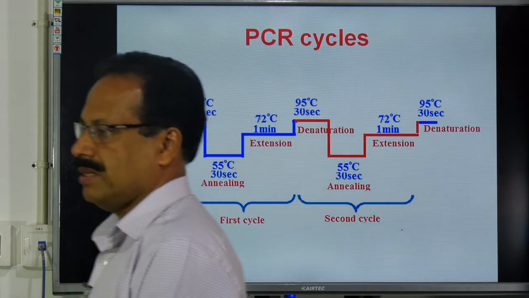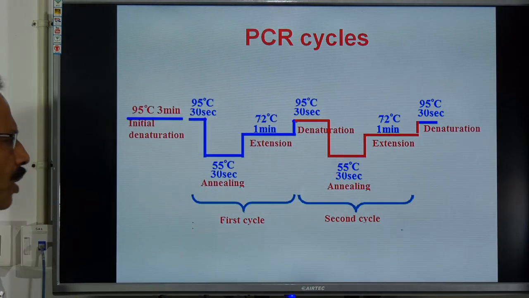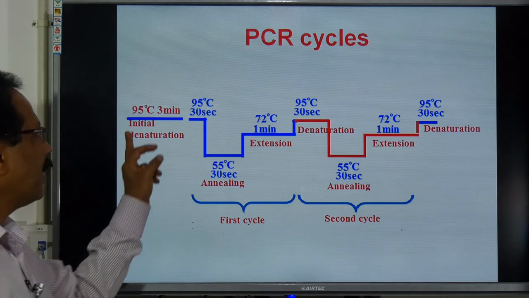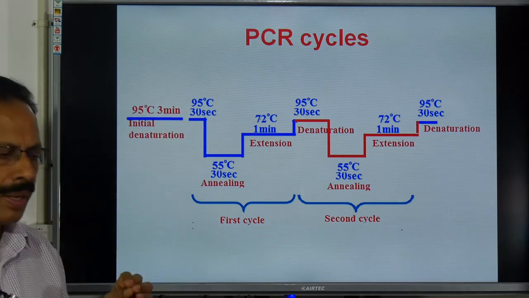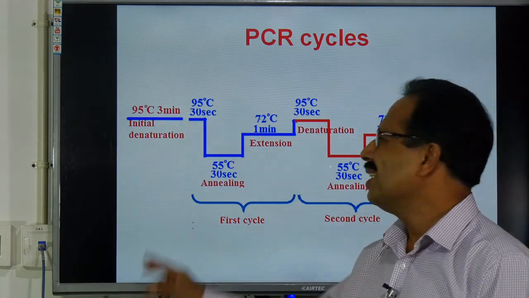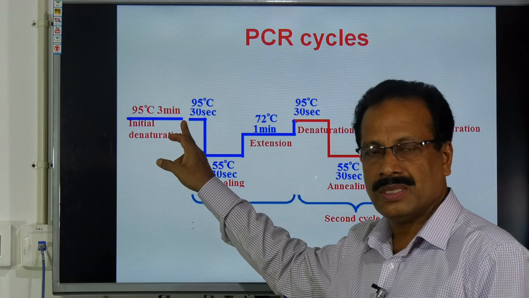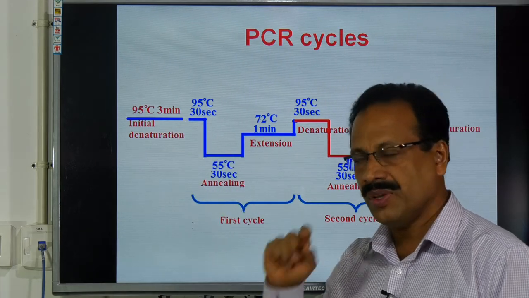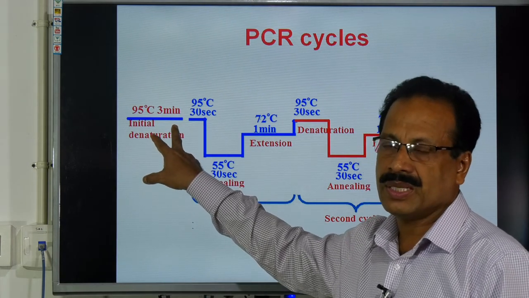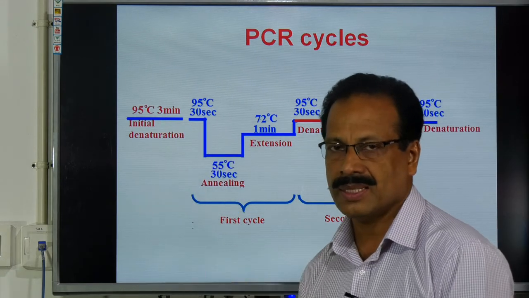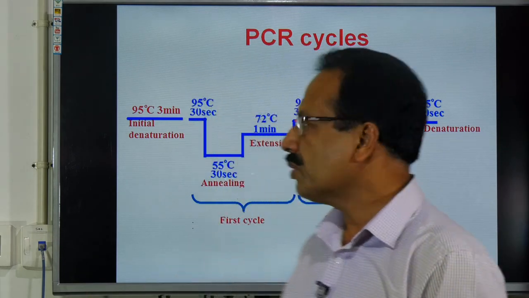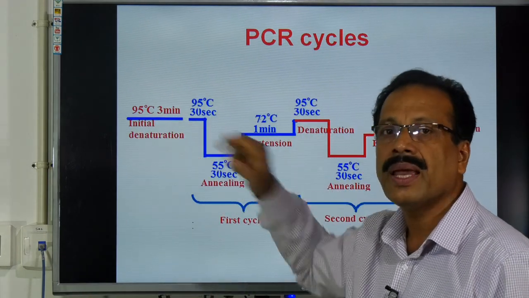So this is an example of a typical PCR cycle. First, there is an initial denaturation process. Here we give a slightly longer period of denaturation, or strand separation, at 95 or 94 degrees Celsius, for around 3 minutes. This is for a normal Taq polymerase. But if we are using a hot start enzyme, this initial denaturation period will be different. It might be 5 minutes or 15 minutes. For certain hot start enzymes, the initial denaturation should be 15 minutes. That is different for each and every enzyme we use.